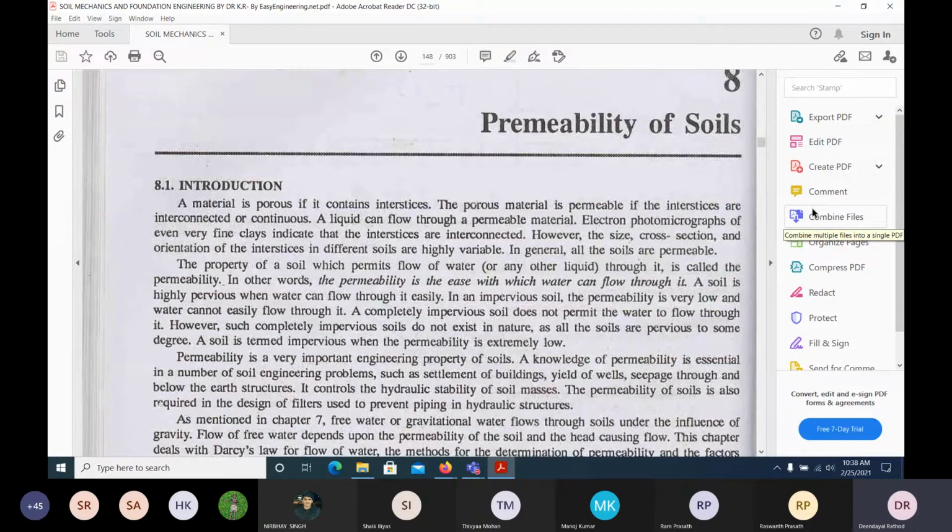Here, we are talking about water flow. It is the property of a soil which permits flow of water through it. It is called permeability, or permeability is the ease with which water can flow through it. A soil is highly pervious when water can flow through it easily. For impervious soil, the flow is very low, water cannot easily flow through it. So clay types of soil are more impermeable.